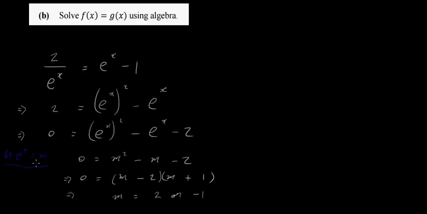Now, we said e to the power of x. Remember, e to the power of x is equal to m. So e to the power of x is equal to 2, or e to the power of x is equal to minus 1. Now, if you look at this one here, e is just a number. So we're raising this number to the power of some number x here, which we've got to work out. And our answer has to be negative, and that's not going to be possible. You can't raise this positive number e to any power and get a negative solution. So we're going to ignore this one. This one here doesn't work out for us.